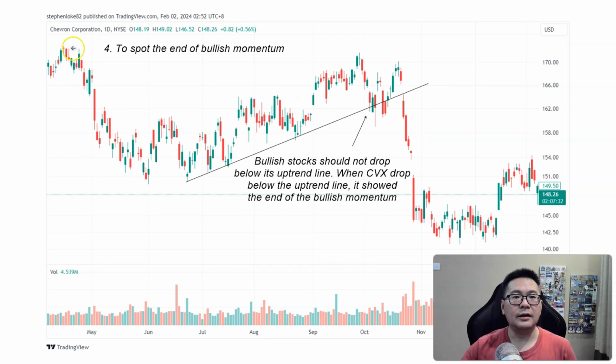Here we have CVX breaking below an uptrend line one time, two times, and the third time here. It is a sign that bullish momentum is slowing down. It tried to move up, but because it drops below the uptrend line, it just shows us that the end of the bullish momentum has come. A stock that is bullish should never drop below its uptrend line, and look what happened after that. It just collapsed.